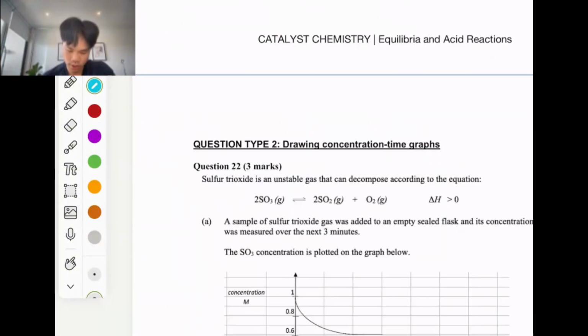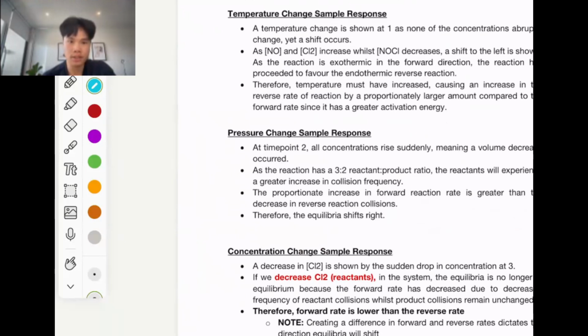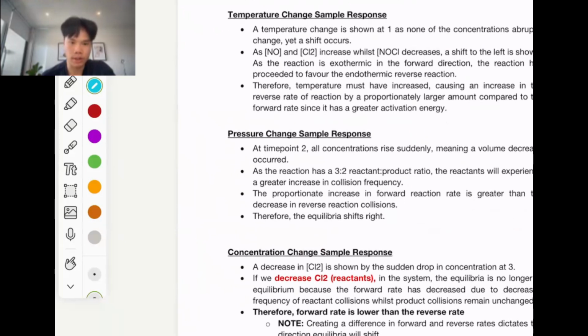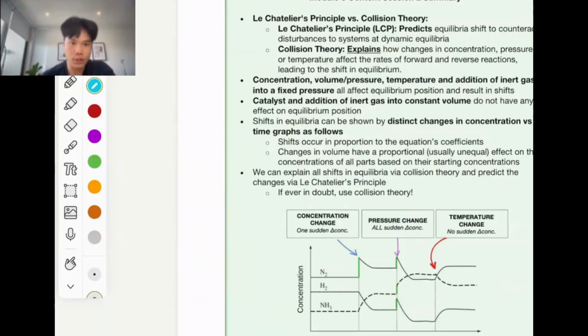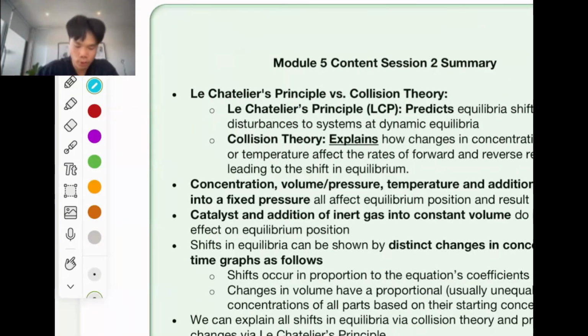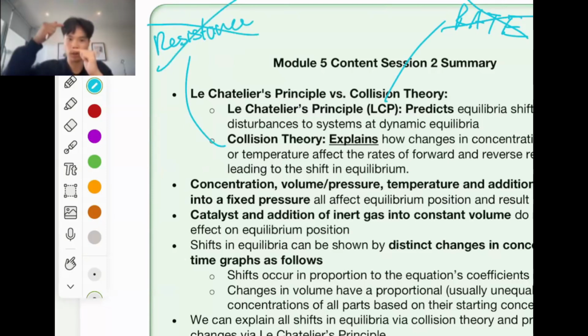So to summarize everything, there are 3 sample responses, and you can steal my wording for collision theory if you want. One for temperature, one for pressure and volume, one for concentration. To summarize, LCP and collision theory, be able to discuss them differently. I cannot emphasize enough, at no point in an LCP response should you mention rate, ever. And at no point in a collision theory response do you talk about resistance, ever. They're completely different concepts that belong to each explanation.